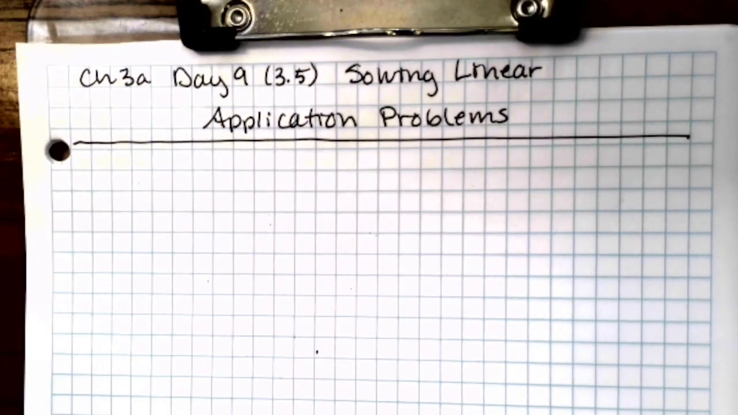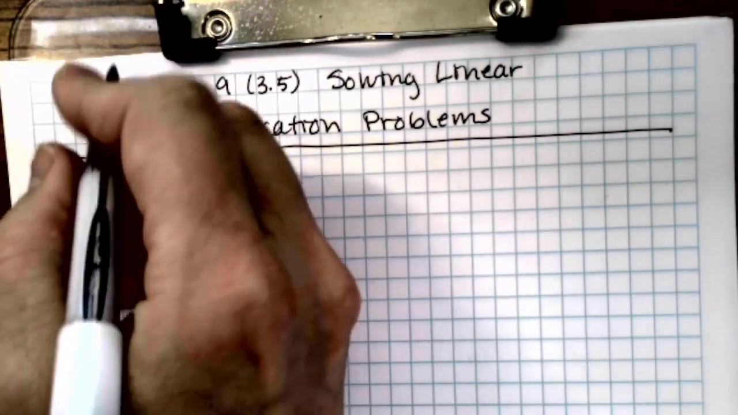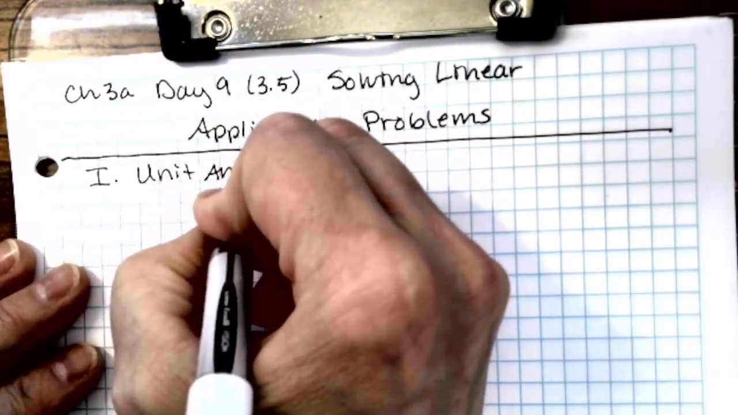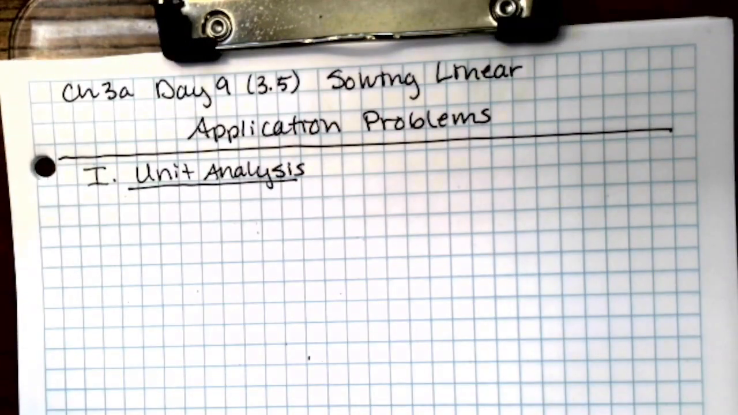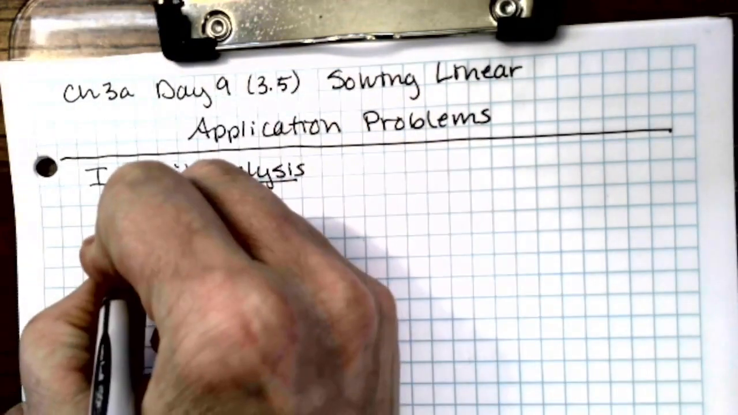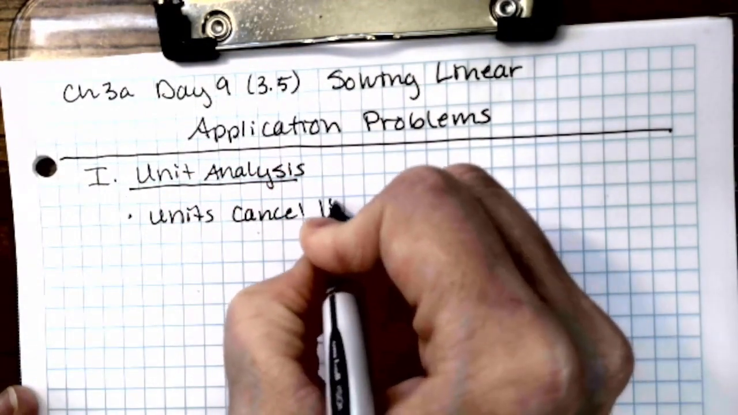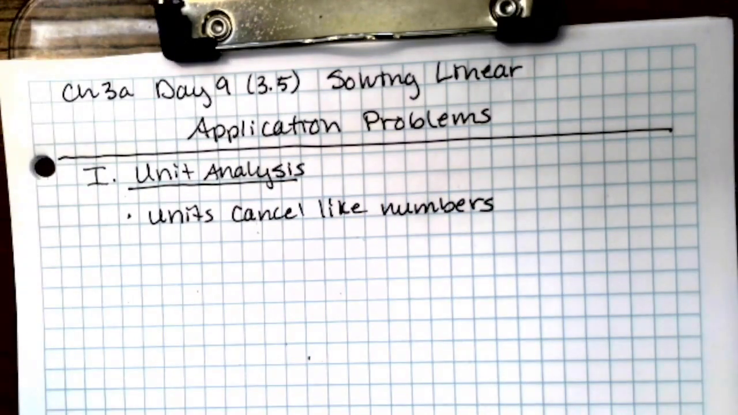Good morning. We are going to do some linear application problems that use the solving that we've been working on. So before we do that, we're going to do a pre-skill called unit analysis. Unit analysis is a way of converting units or simplifying units so that they are more meaningful. When you do unit analysis, the units cancel like numbers. And we've already done some prime factoring. It's basically the same thing except with units instead of factors.